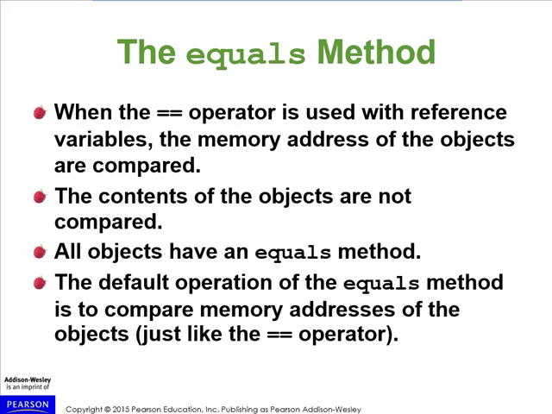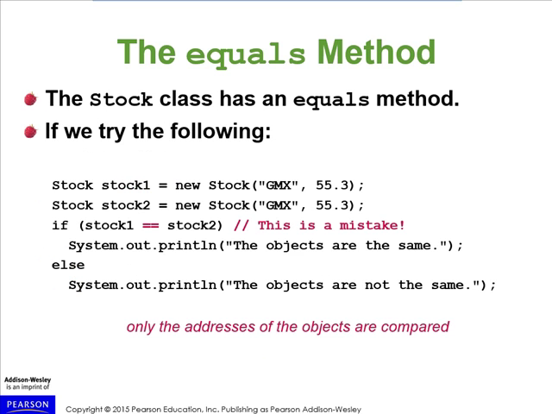Now you might say, well, why would you do that? I'm not saying you should or shouldn't, but you can. So again, as mentioned, that's a mistake. Even though they hold the same thing, it'll come back and say the objects are not the same, because only the address of the two are going to be compared to one another.